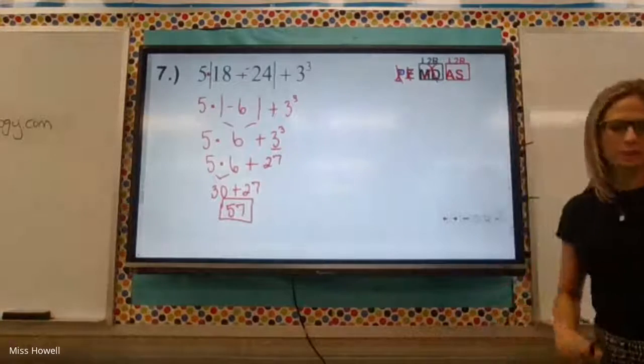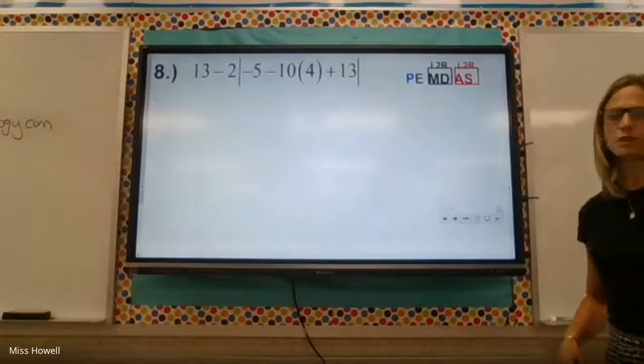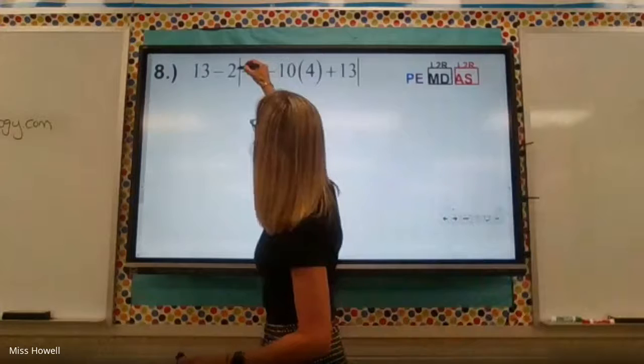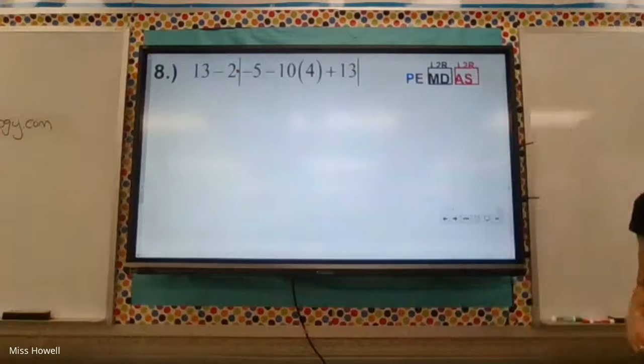All right, let's try another one like that with the absolute value bars in the original problem. Again, if you have to hit the pause so that you can fill things in, we're going to move and groove right away. 13 minus 2, hidden operation of multiplication right here, add it in, right? These are side by side. Times the absolute value of negative 5 minus 10 times 4 plus 13.